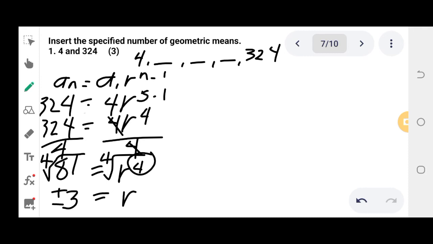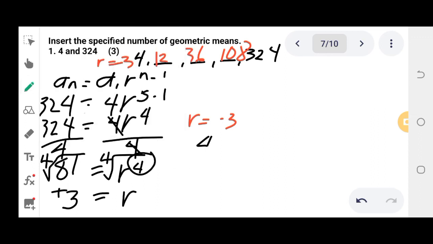Gagamitin po natin yan to find the geometric means. Dalawa yung kailangan nating ipakitang sequence. Yung isa is ginamitan ng ratio is equals to positive 3. Saka isa naman yung ginamitan ng ratio is equals to negative 3. So, positive 3 muna tayo. So, 4 times 3 is 12. Then, 12 times 3 is 36. Then, 108.